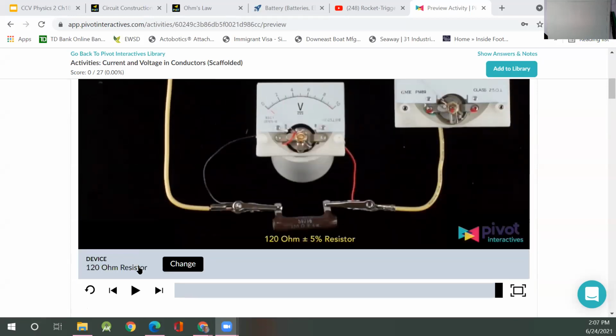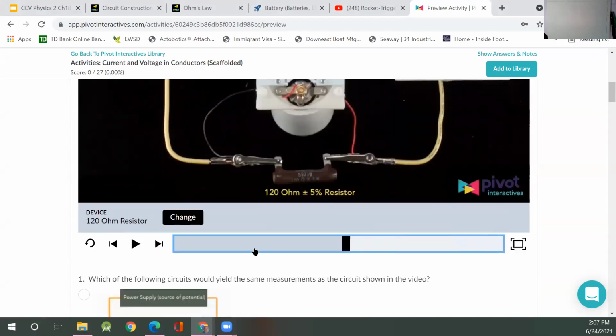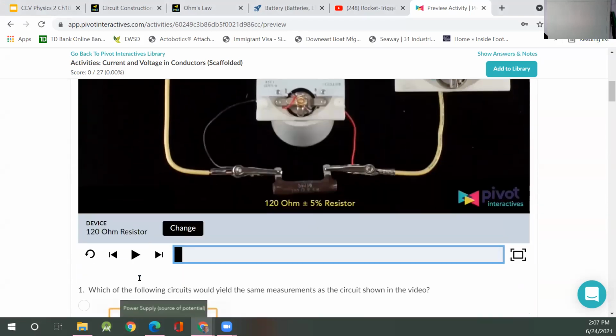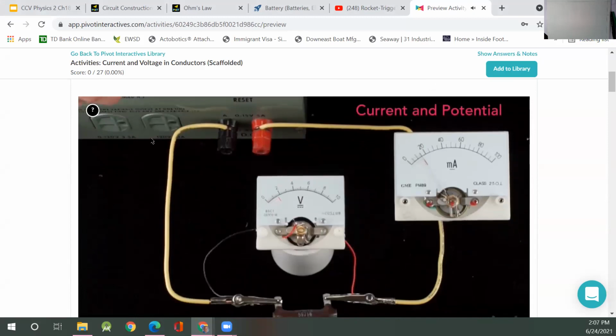Right, so here's what our PIVOT interactive is going to look like. We're simply going to see a voltage increase as our lab assistant turns up the power supply. We see an increase in voltage and a corresponding increase in current. So this is the lab that we're doing for this week. And that'll be posted tomorrow.